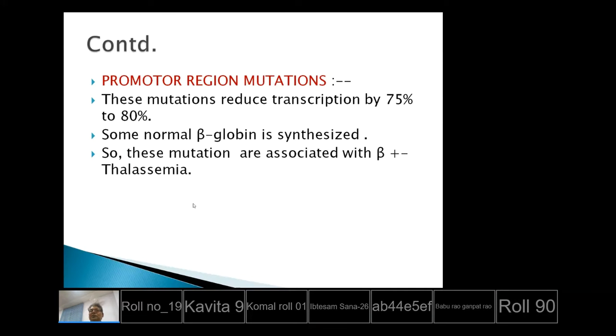Second is promoter region mutations. These mutations reduce transcription by 75 to 80%. This is the main region from where the synthesis of mRNA starts. When there is a mutation in the promoter region, that reduces the transcription, the mRNA synthesis, by 75 to 80%. Some normal beta globin is synthesized, so these mutations are associated with beta plus thalassemia.